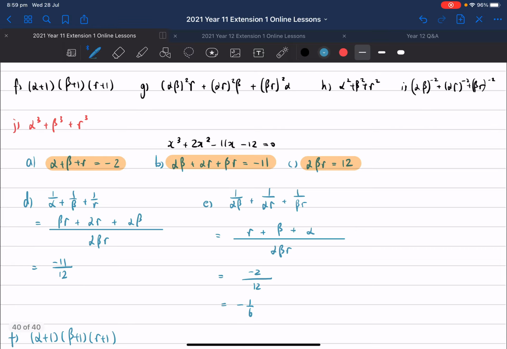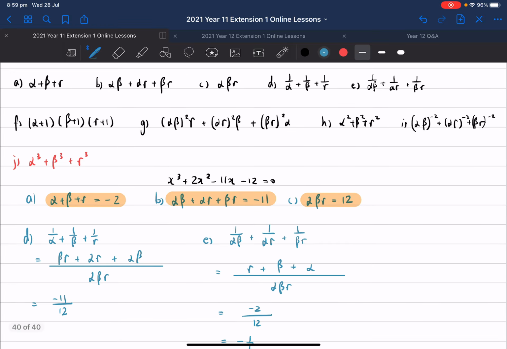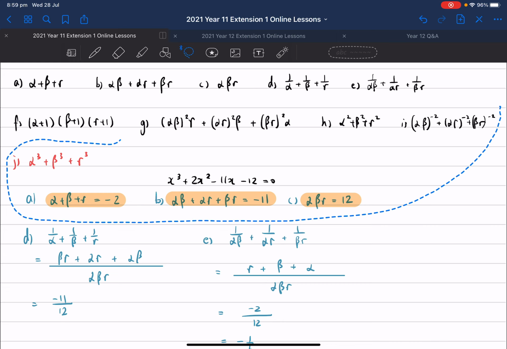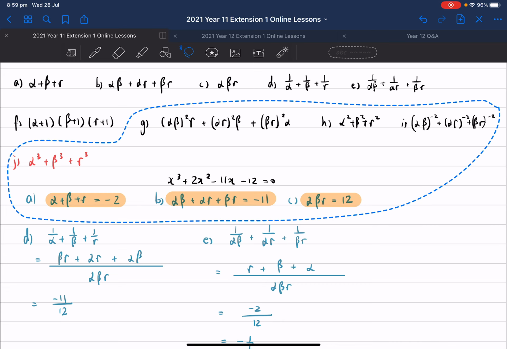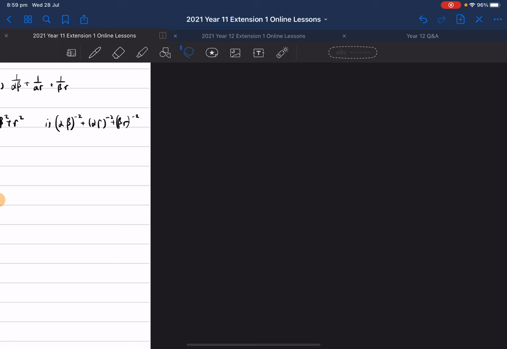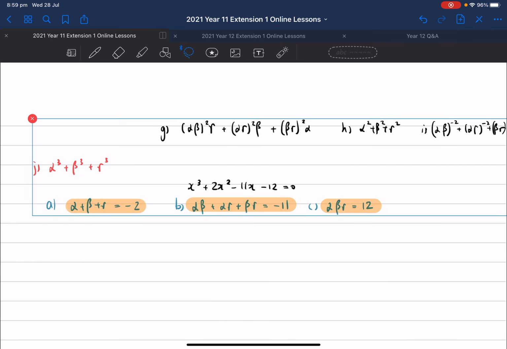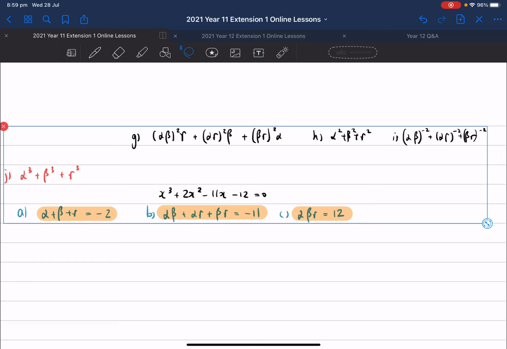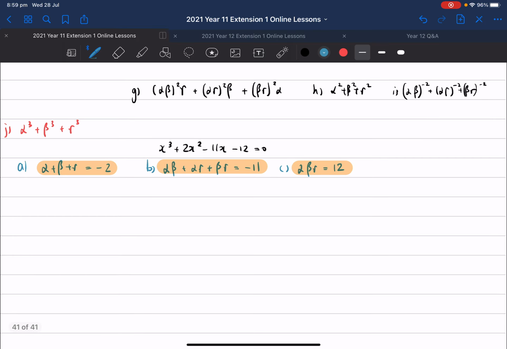All right, question G. What I'm going to do is probably just copy everything down and then move on to the next page. So I've got all the information there. Okay. All right, so now we can move on to question G. Question G is alpha beta square gamma plus alpha gamma square beta plus beta gamma square alpha.